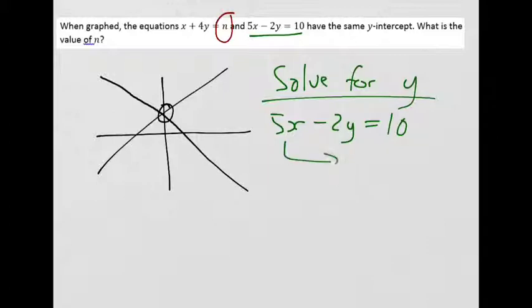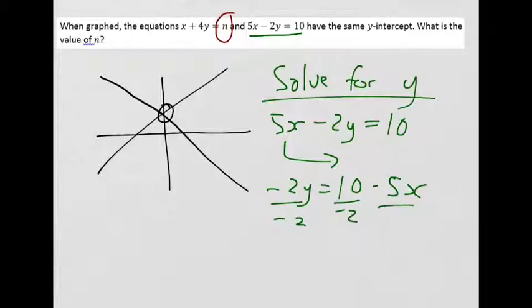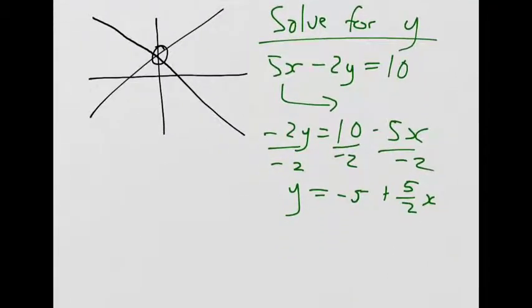So we bring the 5x over. That's negative 2y equals 10 minus 5x. And then we divide everything, both sides, by negative 2. Okay, so this gives me y equals negative 5 plus 5 over 2 x. Okay, and I'm going to rearrange this so that the slope comes first. This should be 5 over 2 x minus 5.